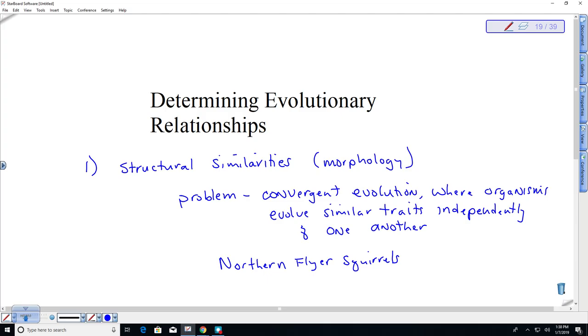Does anybody know where sugar gliders are from? Sometimes you see lots of YouTube videos about sugar gliders because they are so darn cute. Sugar gliders are marsupials. And so where are they probably from? Australia. Because Australia is the land of the marsupials, right? So these are Australian marsupials.